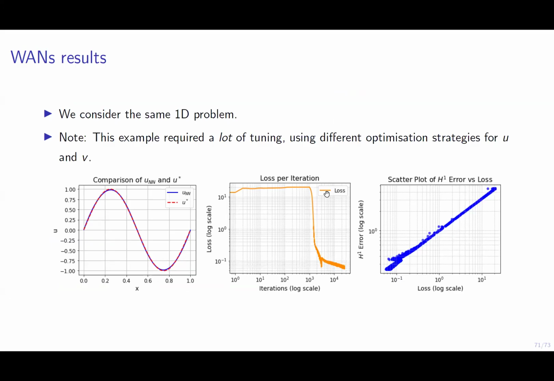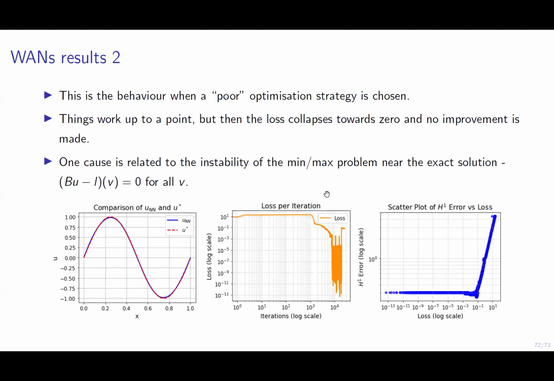But on the next slide, this is what happens with the first attempt, I think, that I did in trying to implement this example. If I remember rightly, it was just one step of each with the same optimizer. Then what happens is things go well up to a certain point. My loss and error are more or less in agreement until my loss is of the order of 10 to the minus 1. Then what happens? My loss reduces by 12 orders of magnitude with absolutely no improvement in my solution. Okay?